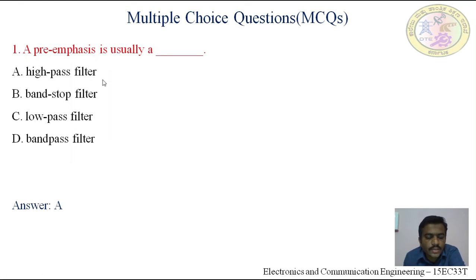High pass filter. Second question, a de-emphasis is usually a: options are A. High pass filter, B. Band stop filter, C. Low pass filter, D. Band pass filter. We know that a de-emphasis circuit is a low pass filter circuit. The answer for this question is C.